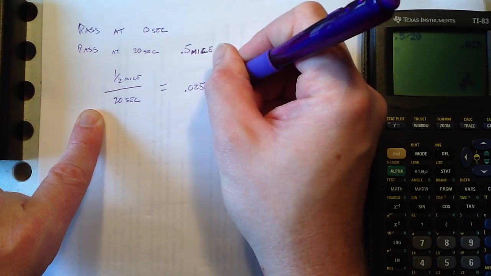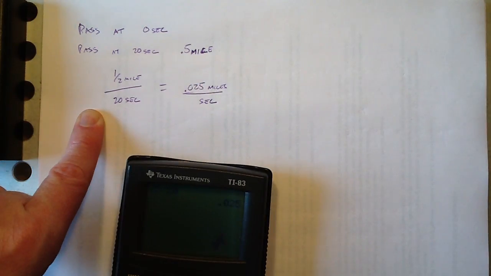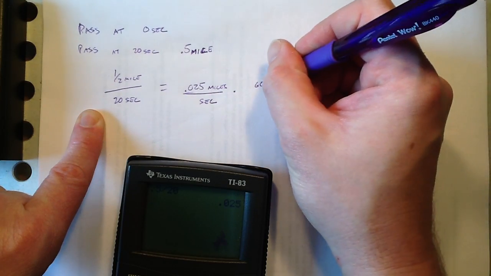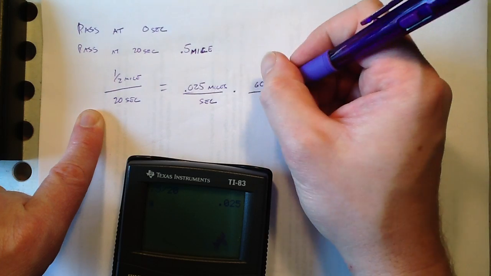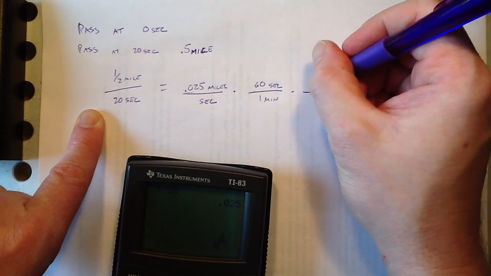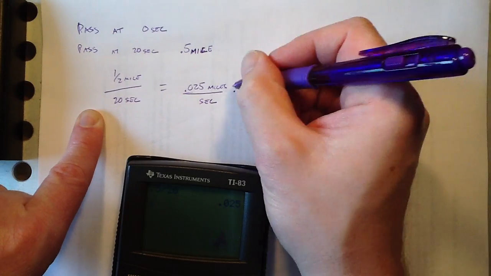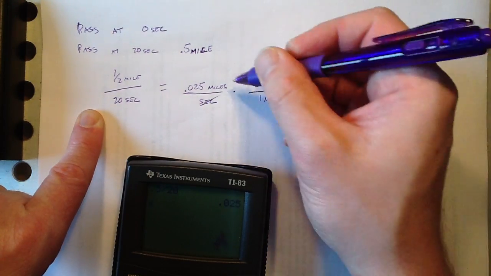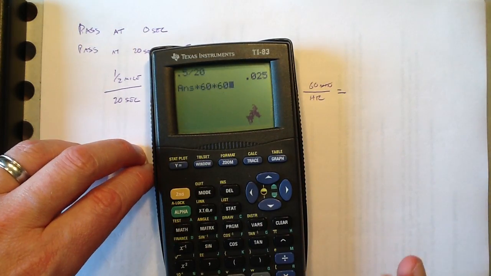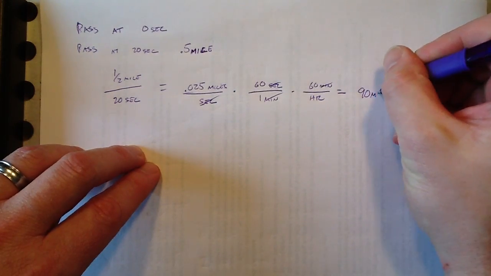miles per second. Of course, the speed limit's not in miles per second, so we just convert that. There are 60 seconds in a minute and 60 minutes in an hour. That'll get us miles per hour. So 0.025 times 60 and then times 60 again gives us 90 miles per hour.